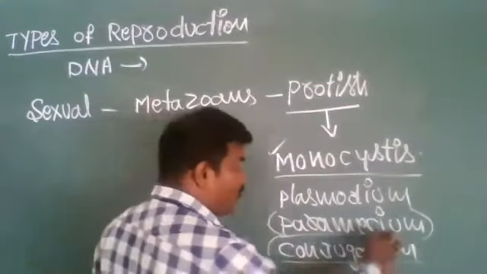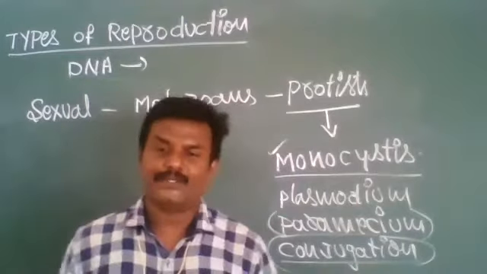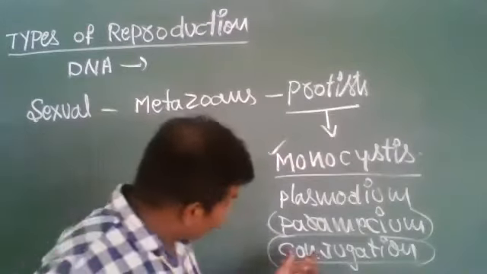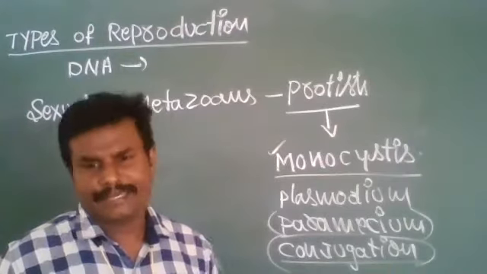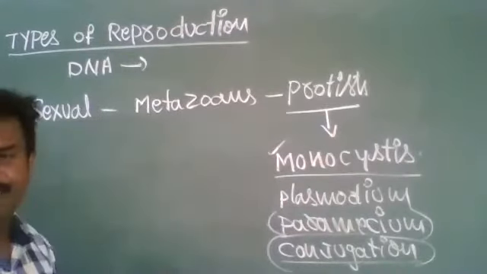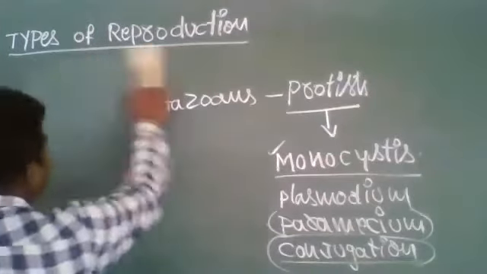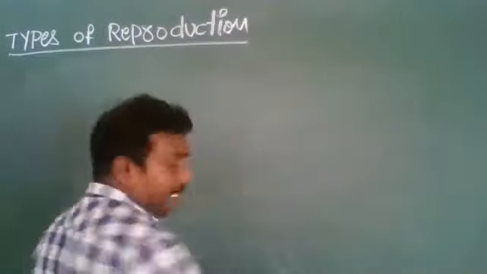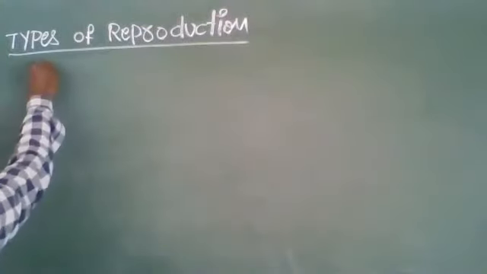About conjugation, it is not needed as a concept. Just with this word only, they have stopped. Conjugation is in the old syllabus; in the new syllabus, there is no need to discuss it. So in many organisms, sexual reproduction occurs. This is the introductory part. So first, again, let's start.